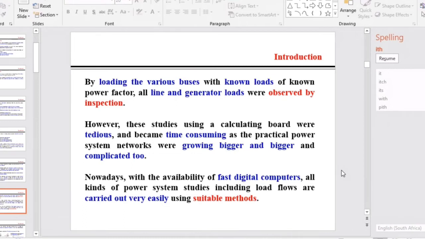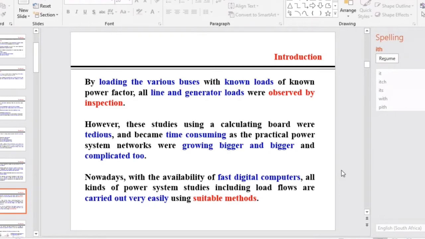But as the power system started growing bigger and bigger, it became too difficult to represent those big power systems in a small calculating board. Although we might use high frequency and reduce the sizes of inductors and capacitors, it is complicated and very, very time consuming. In most cases we needed to repeat the same procedure to get an accurate result, or the result that we expect, and that takes a very long time.